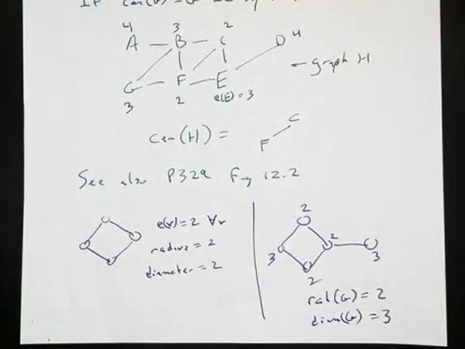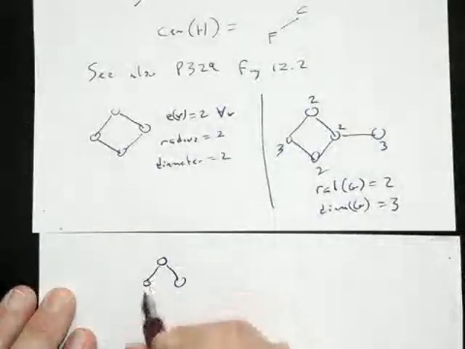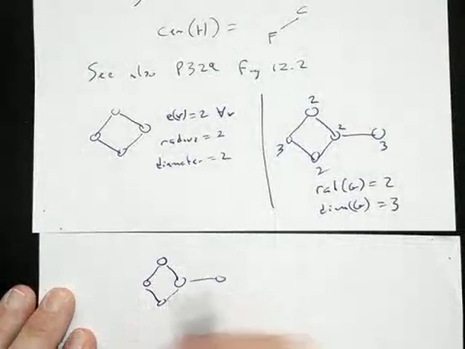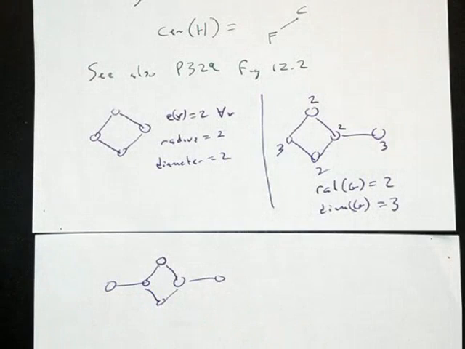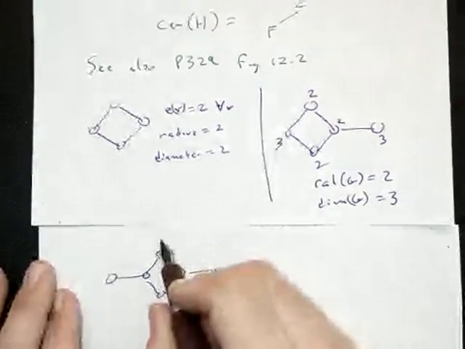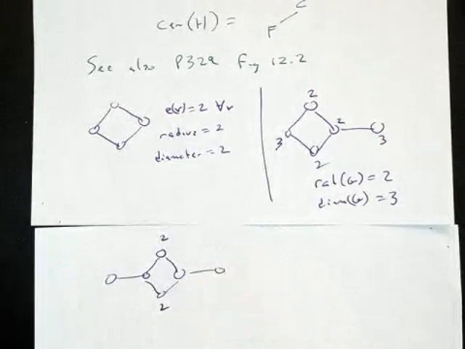If I add another wing to this graph, over here, the radius of that graph is 2. Because the eccentricity here is 2. But what's the eccentricity here?